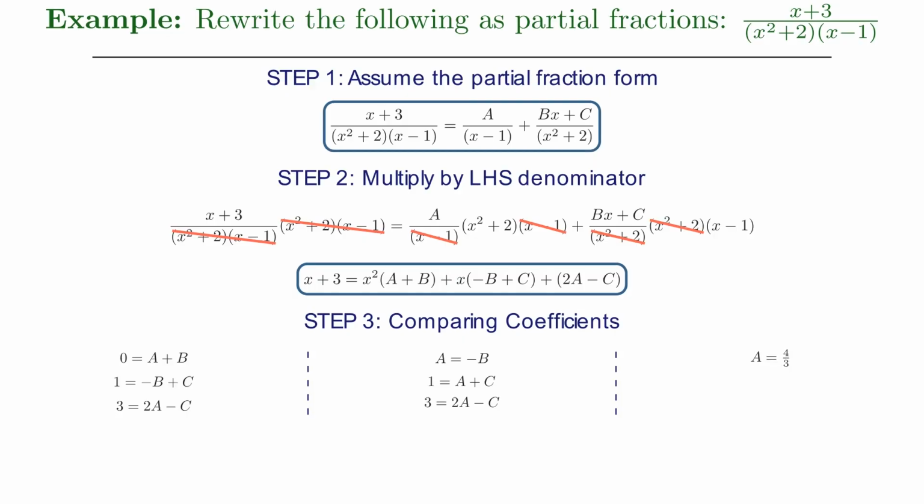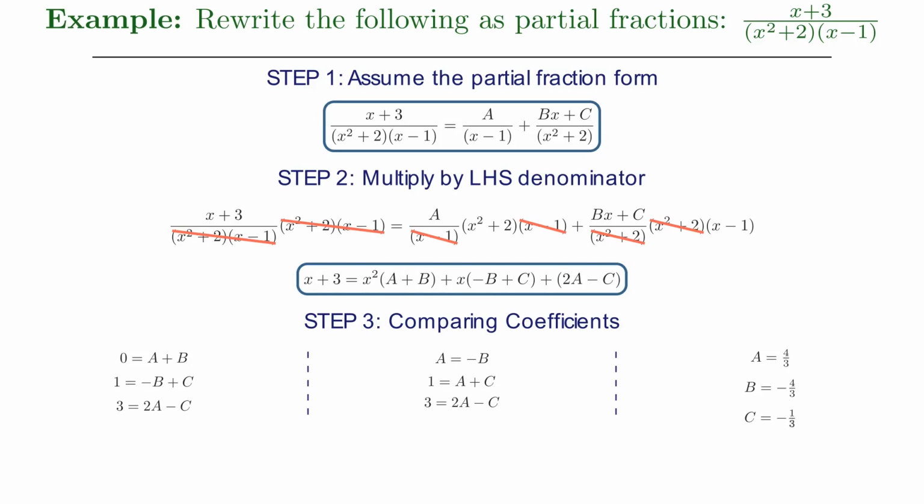I can now put this into that top equation, A equals −B, and this gives me that B is equal to −4/3. And then finally, choosing one of the other equations to substitute this into. So for example, 1 equals −B + C, therefore C equals 1 + B, and this gives me that C is equal to −1/3.